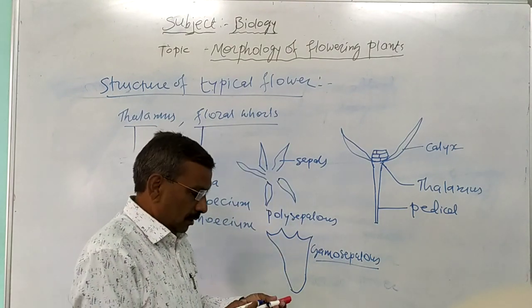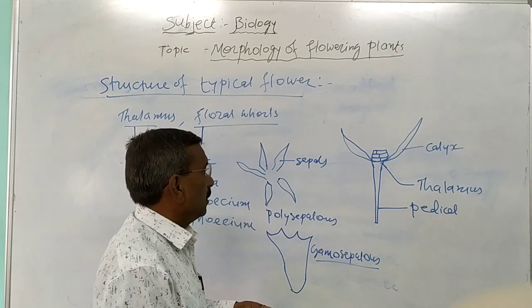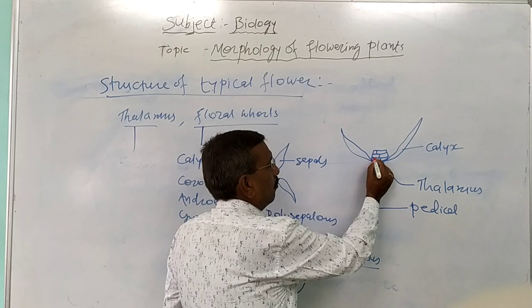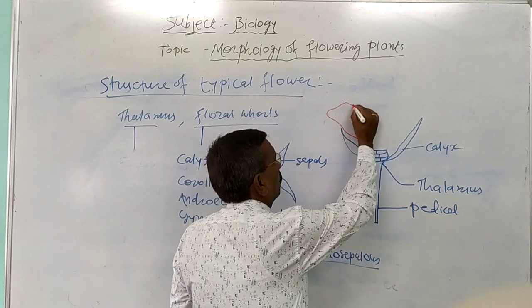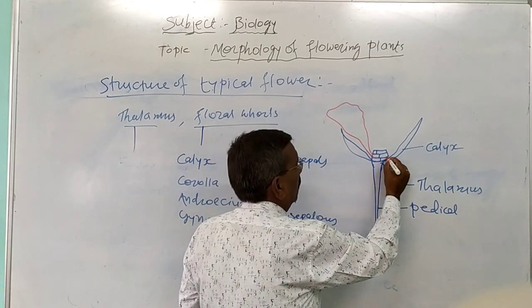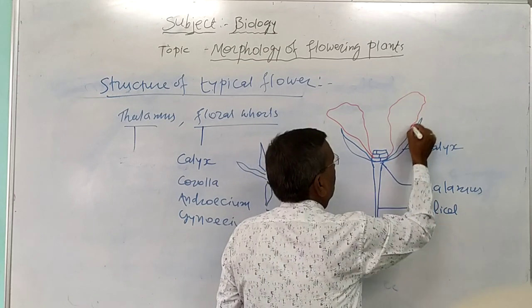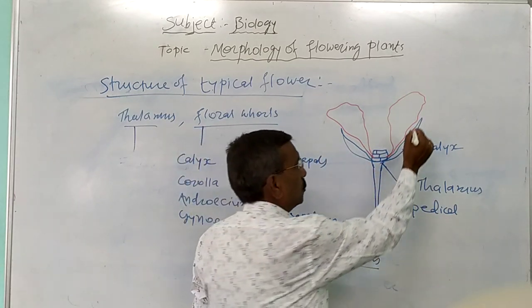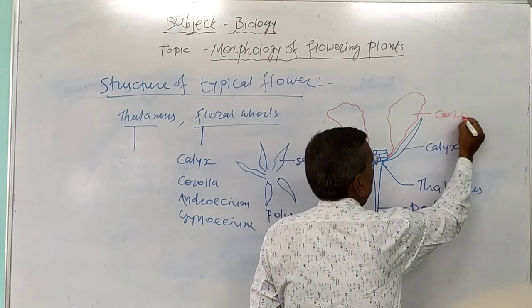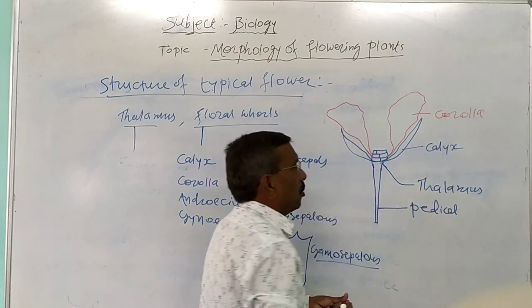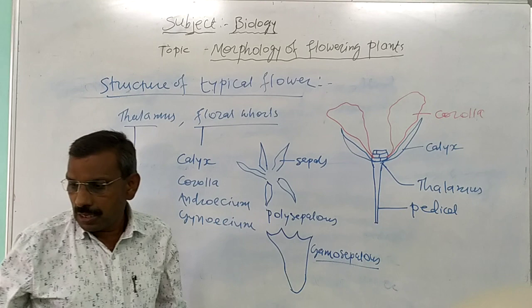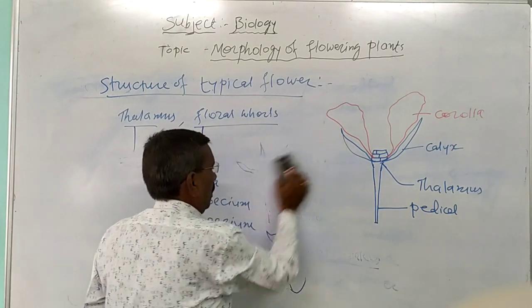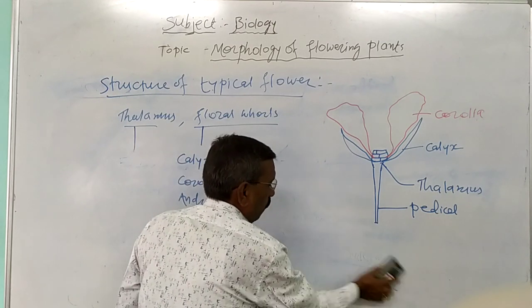Then inner to the calyx, there is the presence of a second whorl which is produced from the second outer nodal region. That whorl is known as a corolla. Corolla is the second most brightly colored attractive whorl of the flower. This one is a corolla.